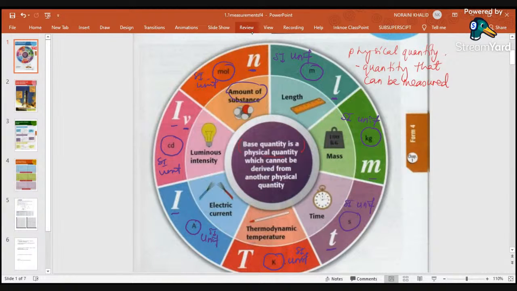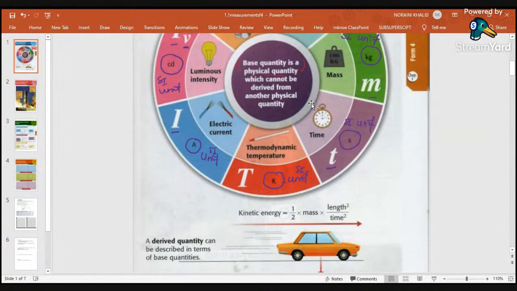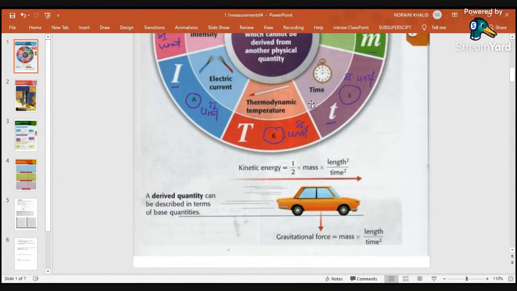So how many that we have here? 1, 2, 3, 4, 5, 6, 7. There are 7 base quantities. You must be able to state a symbol and unit. Okay, that one is base quantity. Okay, how about the derived quantity? What is this derived quantity?